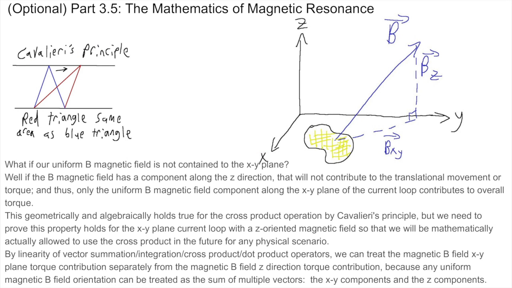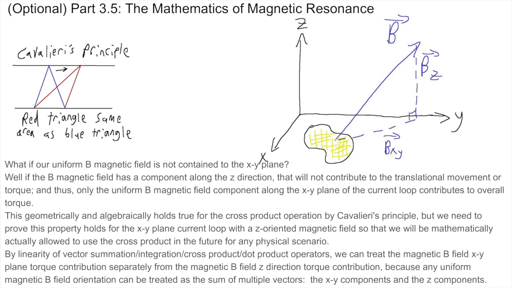What if our uniform B magnetic field is not actually contained to the xy plane? Well, if the B magnetic field has a component along the z direction, that will not contribute to the translational movement or torque, and thus only the uniform B magnetic field component along the xy plane of the current loop contributes to overall torque. This geometrically and algebraically holds true for the cross product operation by Cavalieri's principle.